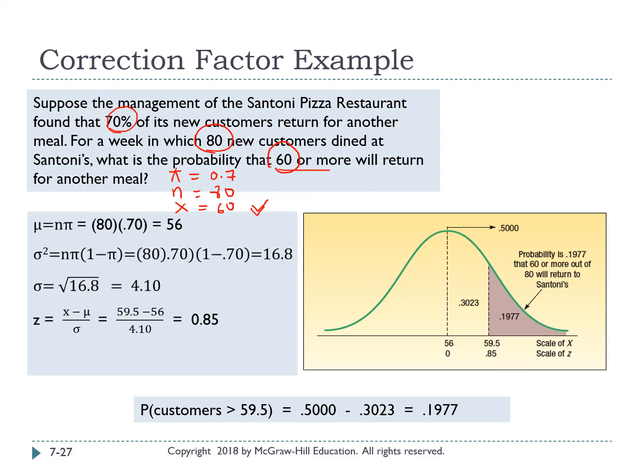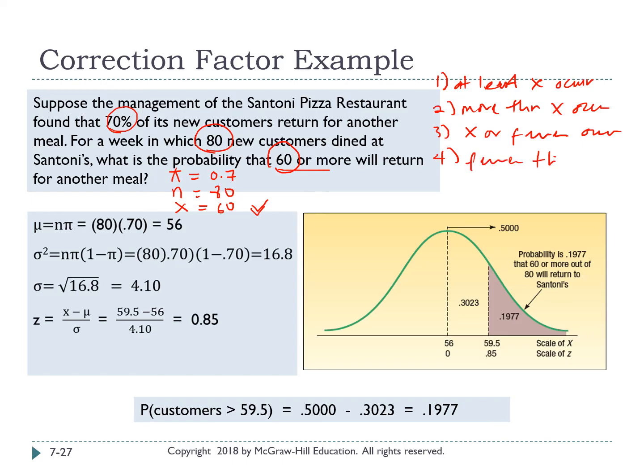Remember, you have 4 conditions or 4 cases. So what is the first case? The first case says the probability that at least x occur. Second, the probability that more than x occur. Number 3, the probability that x or fewer occur. And number 4, the probability that fewer than x occur.